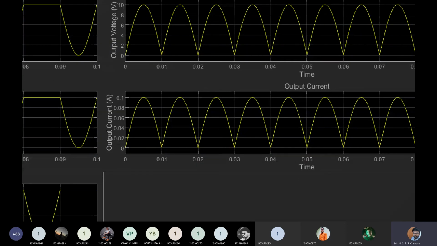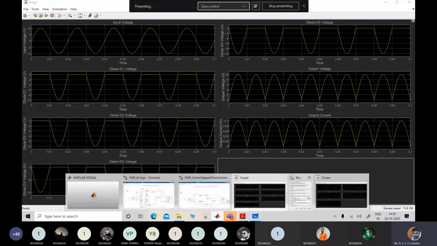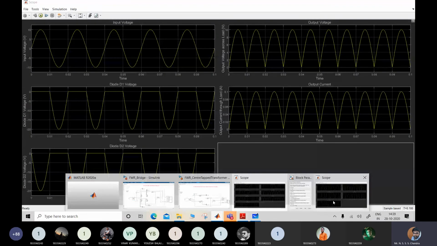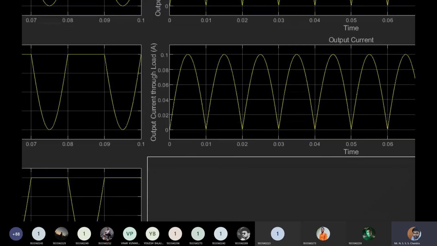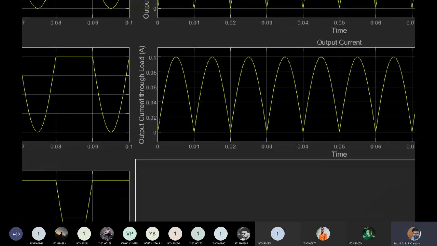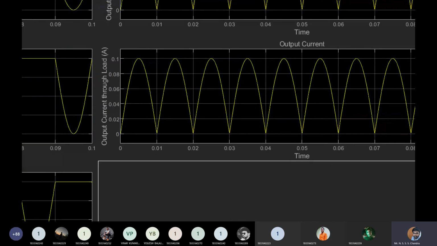Can you see that? It's a bridge rectifier configuration. Can you see this? Yes. Now I'll open the center tapped transformer configuration also. So here we have only 2 diodes. So it's a center tapped transformer configuration. Here also, what's the peak value of the output current? It's again 0.1. So the time period is the same, your magnitudes are the same. So your output voltage and current are one and the same.